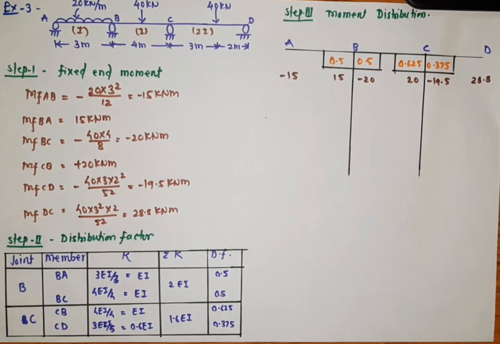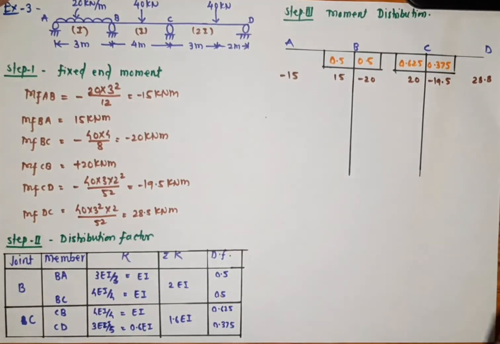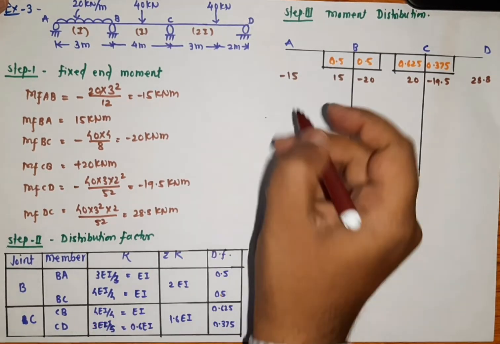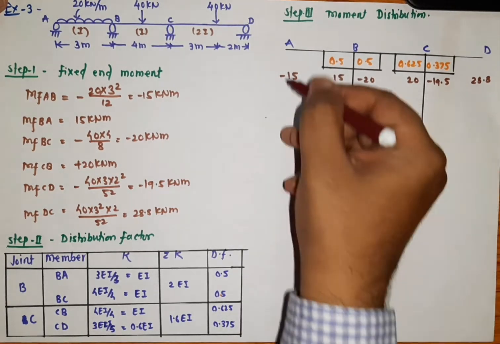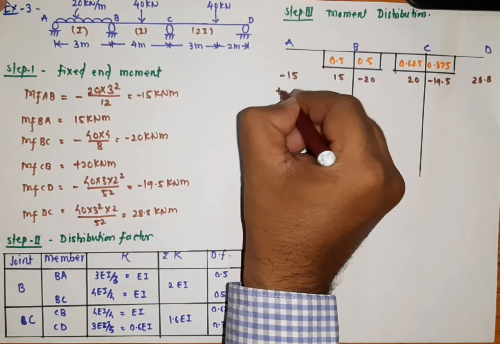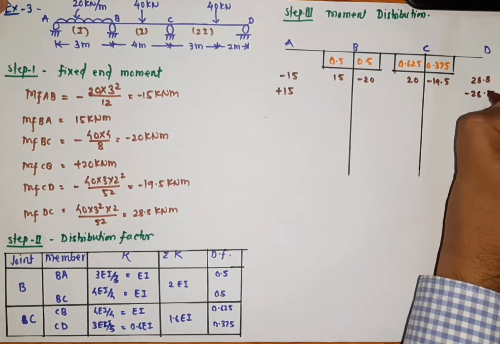Now what to do? We already know that at a simply supported end, the end moments will be zero. We have to convert that into zero. How can we convert? Here in the span, A and D are rollers, that means ultimately these are simply supported. So at a simple support, the end moment will be zero. So we just have to convert it to zero. How can we do it? If it is minus 15, we add plus 15, now the addition will be zero. Here also if we add minus 28.8, the addition will be zero.